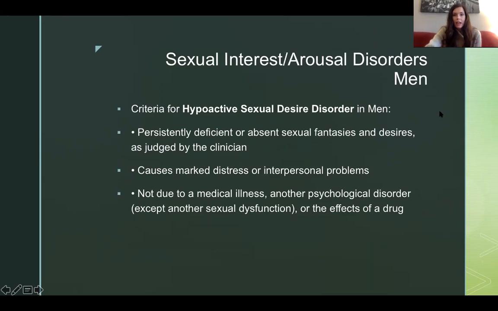And then we have hypoactive sexual desire disorder in men. That's persistently deficient or absent sexual fantasies and desires as judged by the clinician, causes marked distress or interpersonal problems again, and it's not due to a medical illness or other psychological disorders. So basically the same thing as with the woman: persistently absent sexual fantasies and desires and no interest in sex with a partner or anyone else. And it's something that's actually causing distress in the man's life.